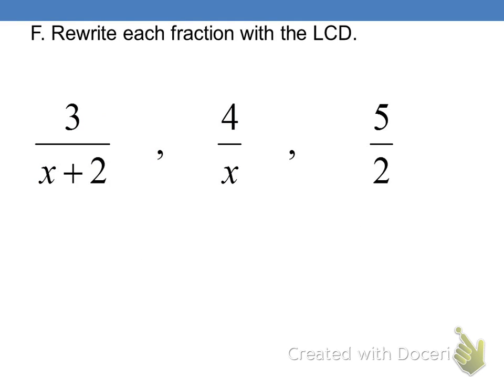Now we're going to take it a step further. We're going to actually practice rewriting these fractions. So first we have to figure out what the LCD would be. So we need a 2, we need an x, and we need an x plus 2. Good. Wait, so do the numerators count at all? In this one they will. But when you're finding the LCD, we don't care what the numerators are.